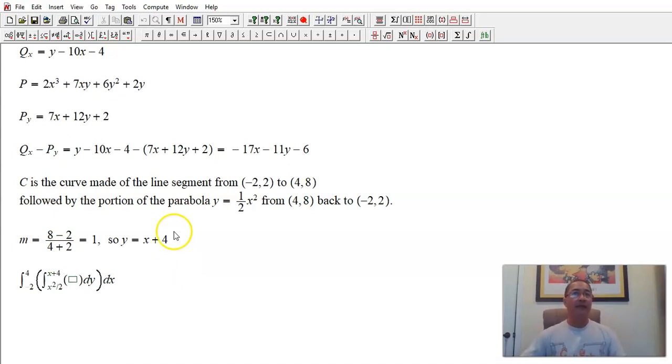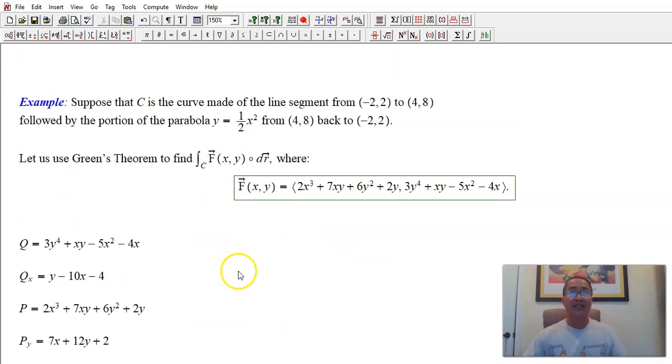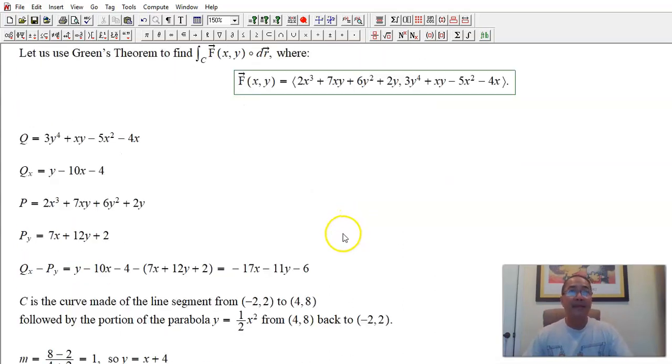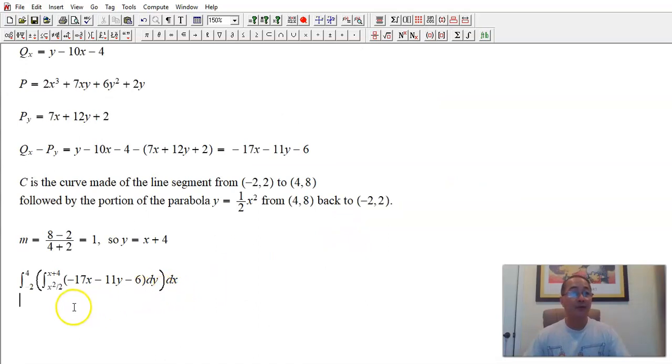And we are integrating qx minus py. So we have this, and this is not really all that bad. Just imagine if you had to parameterize the parabola. Well, it's not so bad, but plug it in here. That's going to be horrific. I'll see you in about 2 hours. This is definitely a lot more efficient.